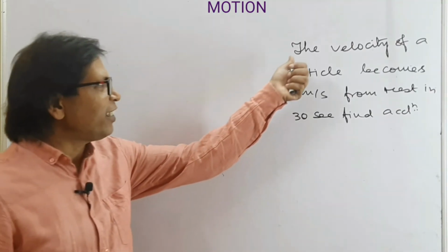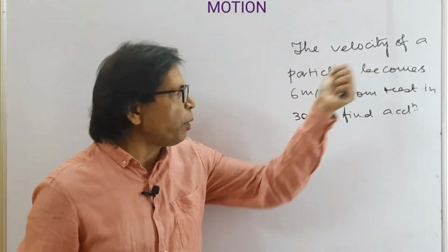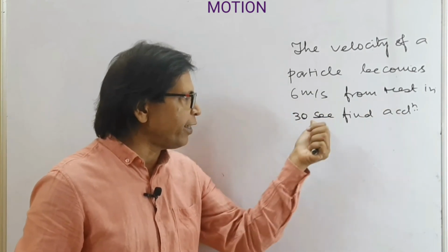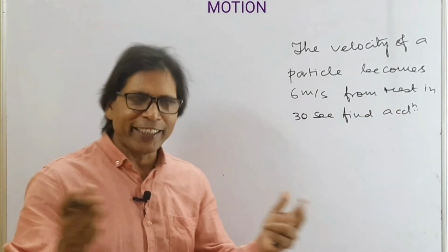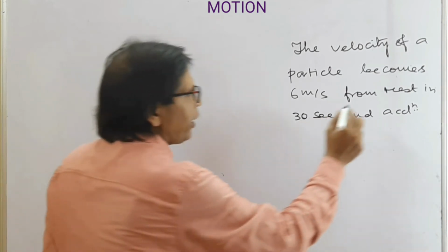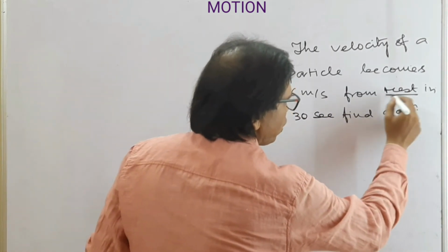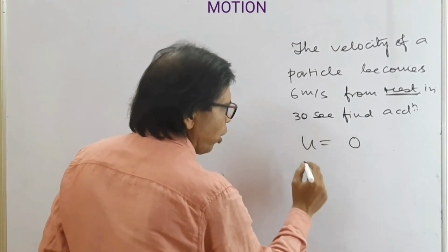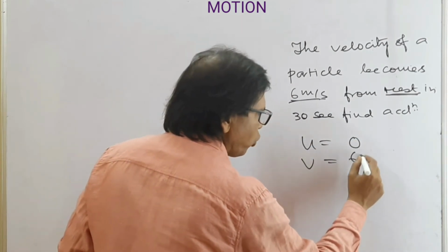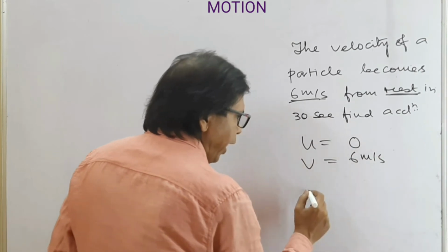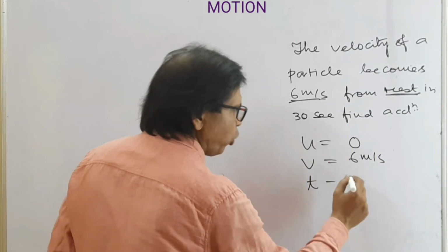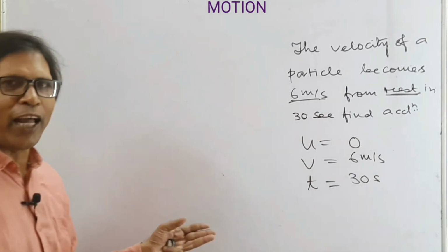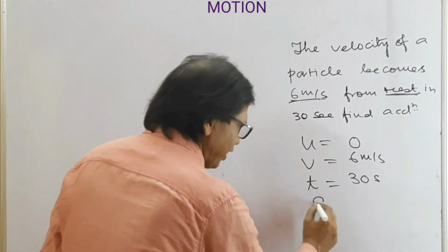Okay. Now look at this, a numerical. The velocity of a particle becomes 6 meter per second from rest in 30 seconds. Find the acceleration. Here the initial velocity is rest, so u equals 0. Final velocity v equals 6 meter per second. And the time taken to reach this velocity is 30 seconds. Now we have to calculate the acceleration.